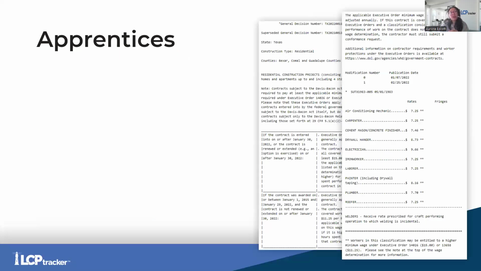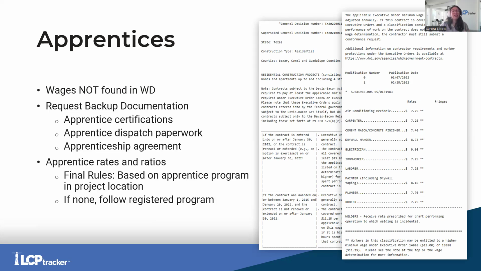Now, as far as apprentices go and how to pay them, their rates are not listed on wage determinations. So wage determinations only list journey worker rates. But the cool thing is that apprentices will usually have the rates that you should be paying in their backup documentation, like their certifications, their dispatch paperwork, or your apprenticeship agreement if you have one.